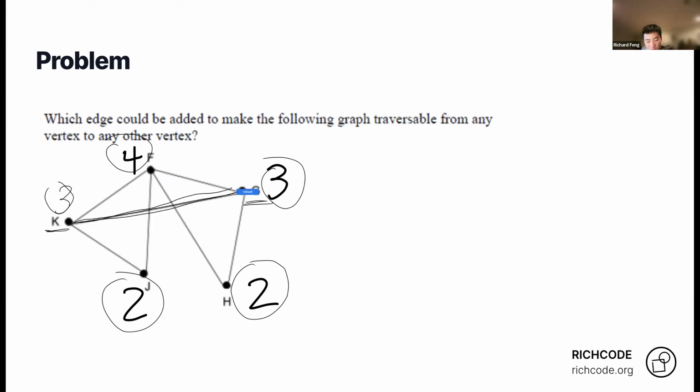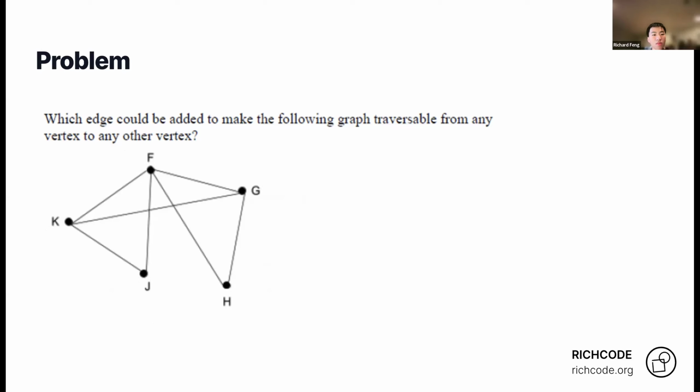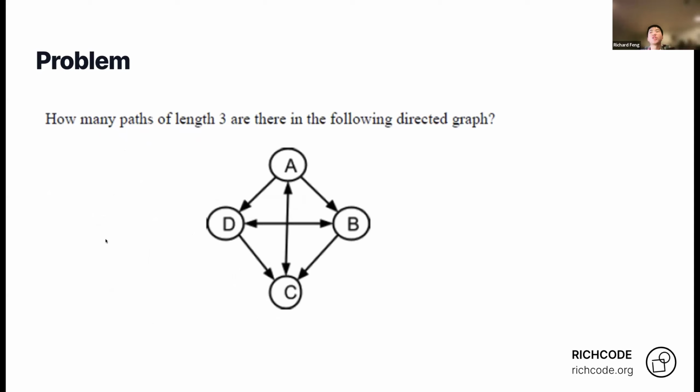But since there already is a connection from K to G, the answer is actually there is no answer, because G and K already have a path between them, so it can't be done. And this is a multiple choice question on the ACSL, and one of the answer choices was it can't be done, so you would have to pick that. It's a bit unusual. Okay. Next question. How many paths of length 3 are there in the following directed graph?